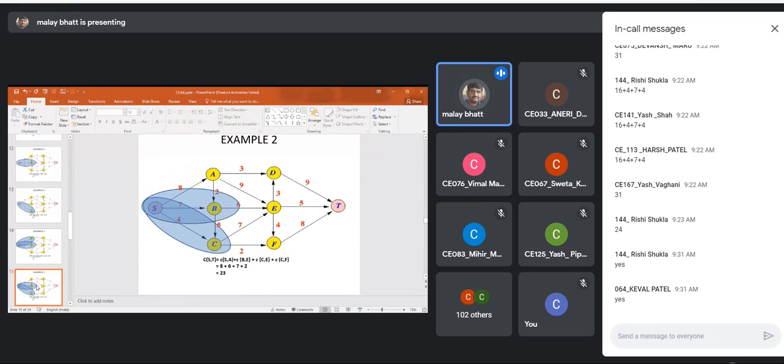Similarly, we can consider another group, S, B, and C. So from S to A, that is 8. Now from B, it is 6, only 1, because B to C will not be considered. And from C, it is 7 and 2, 2 outgoing arrows. So we are getting 23.